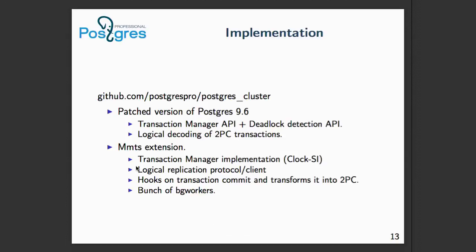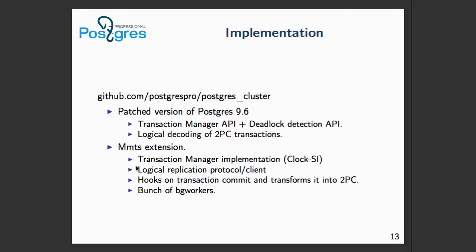So, what we have so far is linked to our GitHub page. It's a patched version of Postgres 9.6. We tried to minimize the patches that we need to push into our core, and we actually hope that at some point in time they will be pushed. They are mostly changes to the transaction manager inside Postgres. We insert some hooks there, and changes about logical decoding of two-phase transactions, because we rely on that, and pglogical doesn't support it yet.